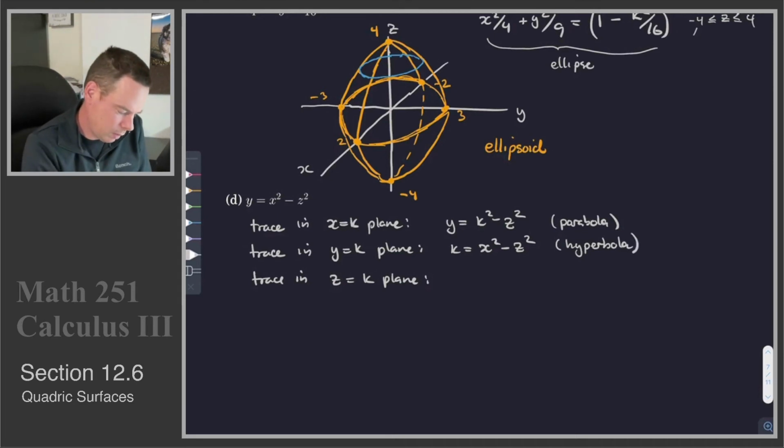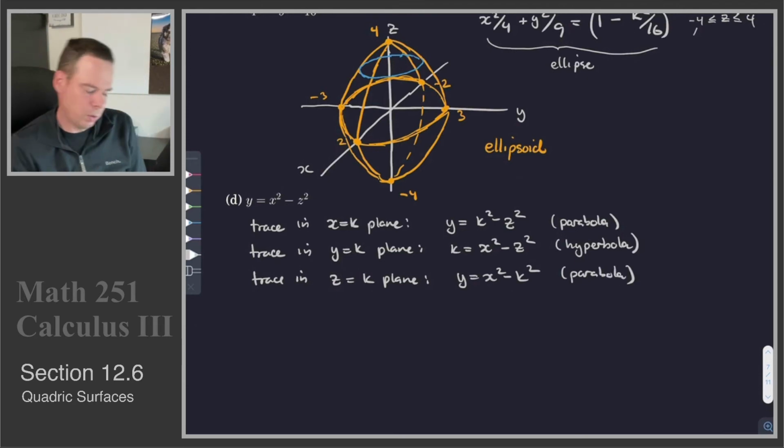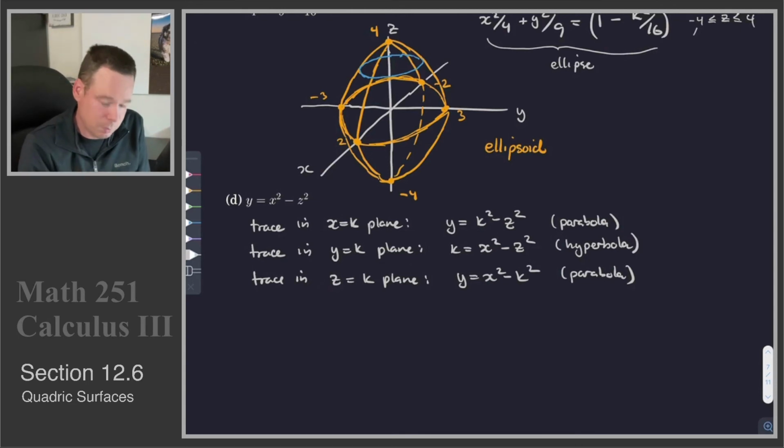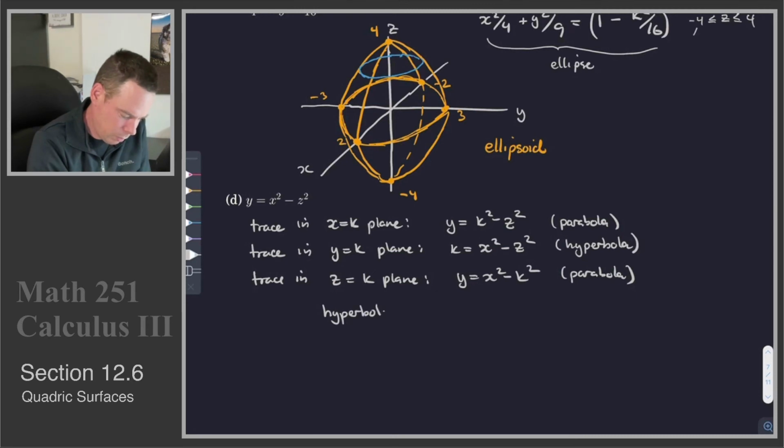And then what about the last direction? z is equal to k, so that's y is equal to x squared minus k squared. That's a parabola as well. So we have two directions where the traces are parabolas, and one direction where it's a hyperbola. So if you think about our naming, I've sort of hinted at our naming convention. The dominant one is like the last name, so it's paraboloid. What kind of paraboloid is it? It's a hyperbolic one. So this tells us that it's what we call a hyperbolic paraboloid.